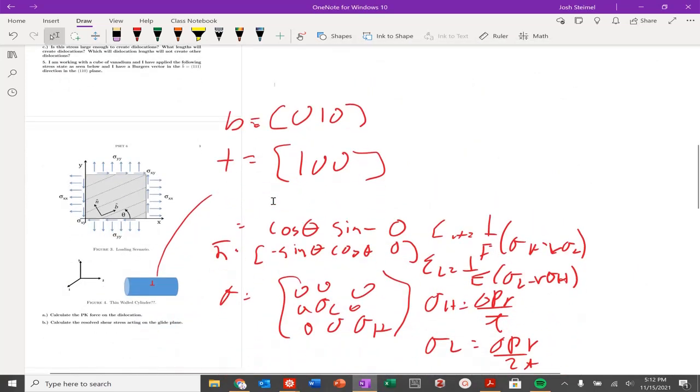So I'm working with a cube of vanadium. And I see the stress state applied below. I have the Burgers vector here. And then let's start to work out this problem.